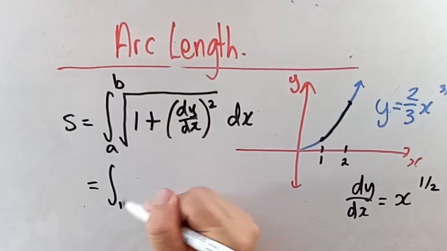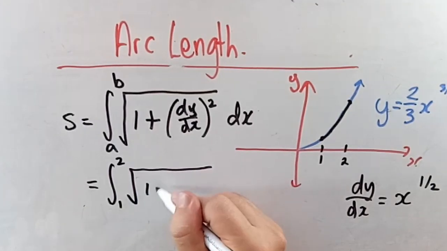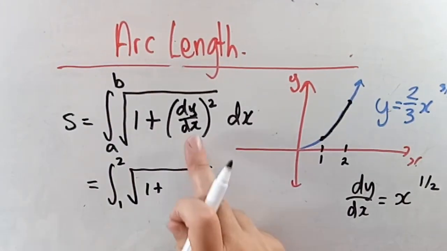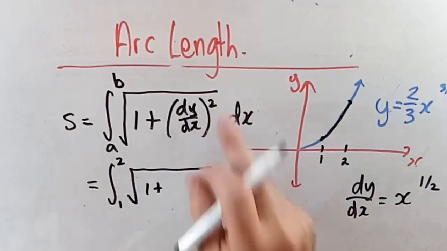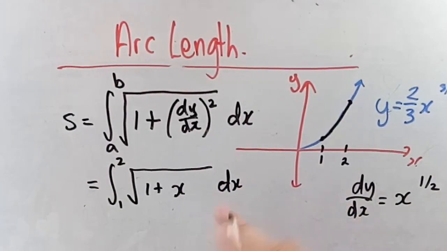Okay, so we want between 1 and 2. 1 plus dy/dx squared is just x, dx. Oh, you'd think someone had cooked this to make the numbers come out nice, and you would be right.